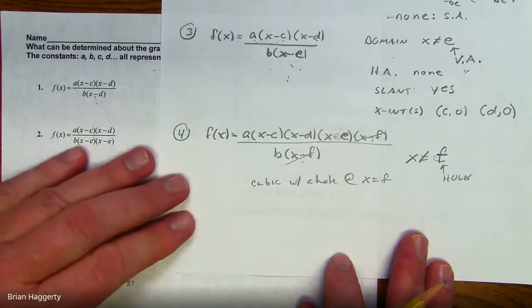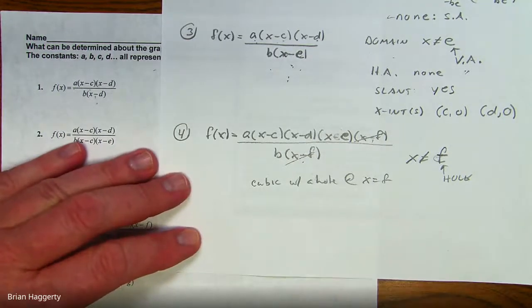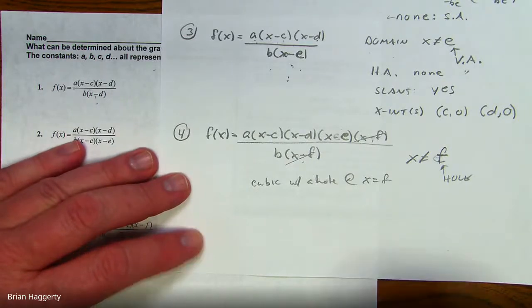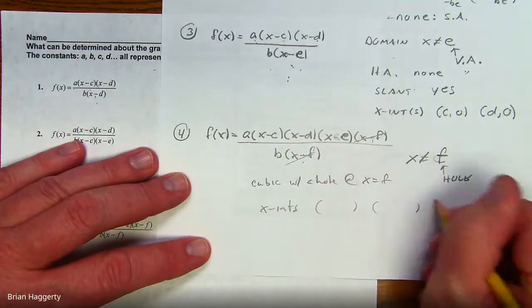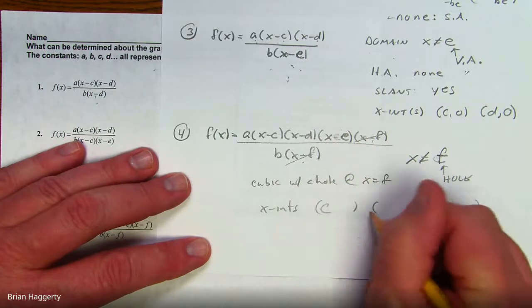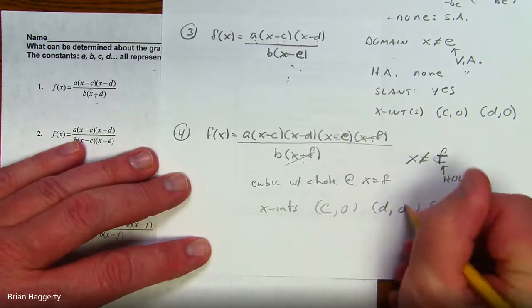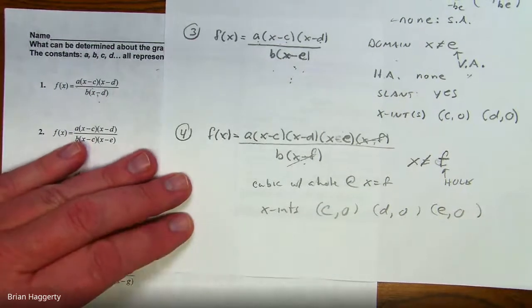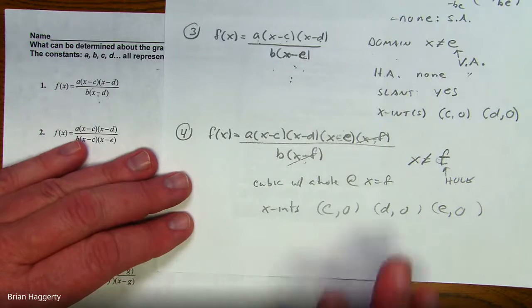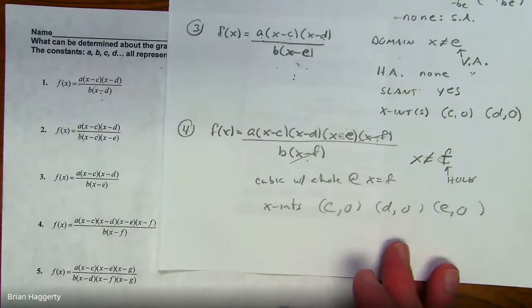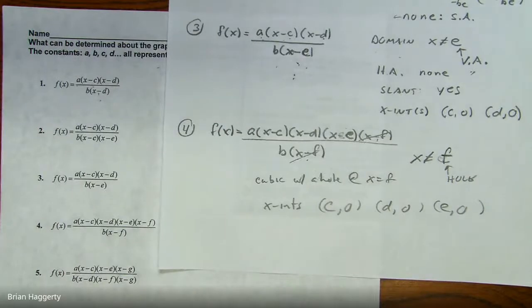All right, still your show. How many x-intercepts does our cubic have? Very good. List them off to me. What are they? C, E, E. Perfect. All right, the y-intercept would be negative ACD over B. So not really going to go there with that. All right. I think that probably wraps up number 4.